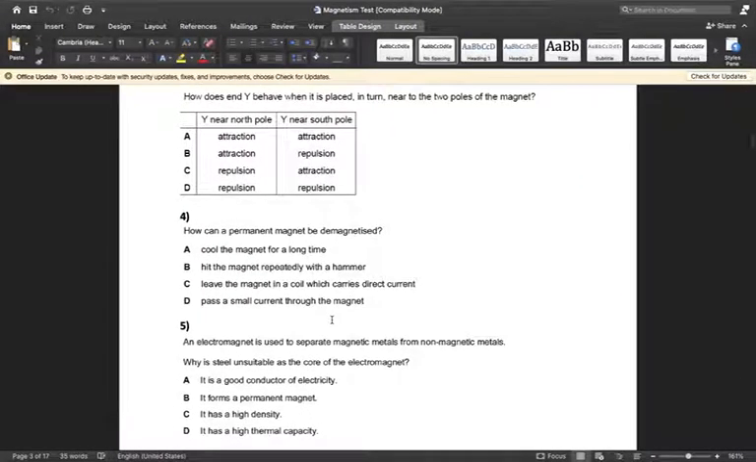Question 4. How can a permanent magnet be demagnetized? You have A, cool the magnet; B, hit the magnet repeatedly; C, leave the magnet in a coil which carries direct current; D, pass a small current through the magnet. Which one is the correct answer? How can I demagnetize a permanent magnet?